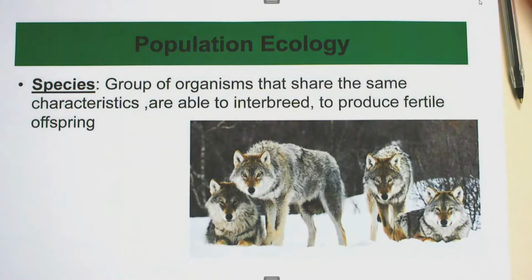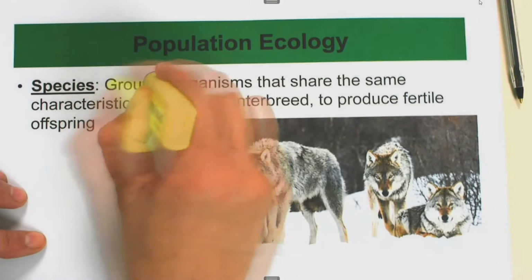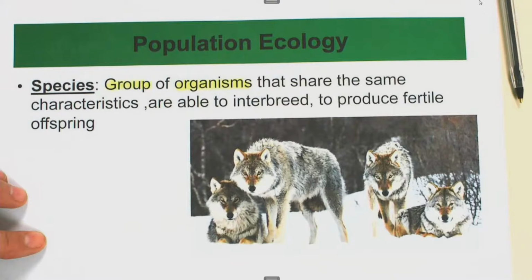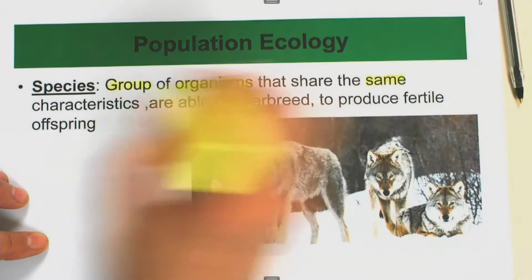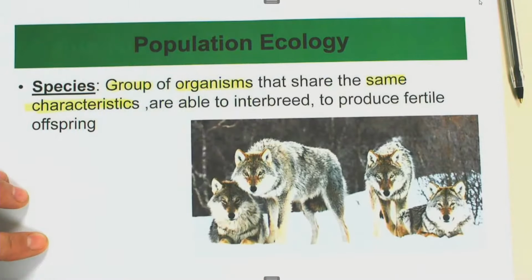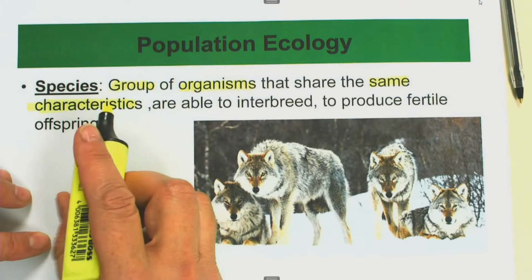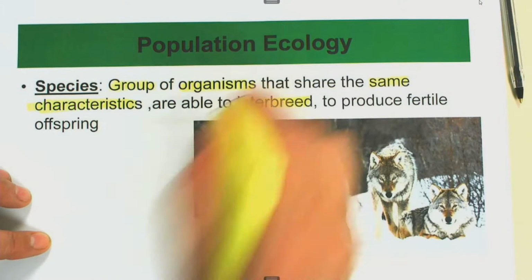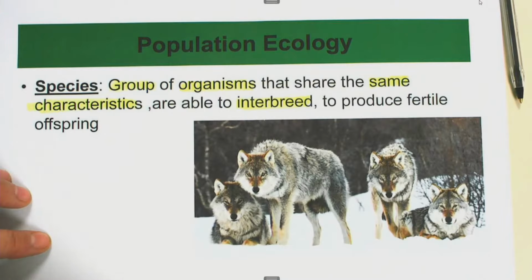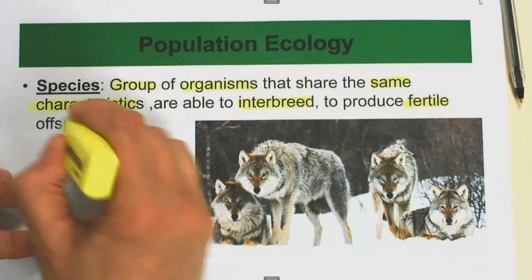Population ecology, we start with species. What is a species? Here we see wolves. They are all the same species. They're in the snow, a pack of wolves. So we will say it is a group of organisms and they have the same characteristics or traits. They are able to interbreed, to mix with one another, and when they interbreed, they will have fertile offspring.